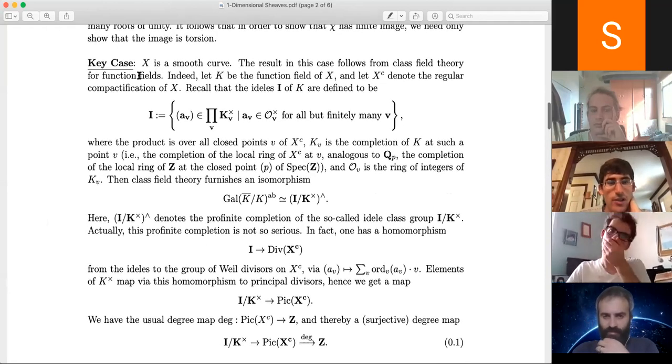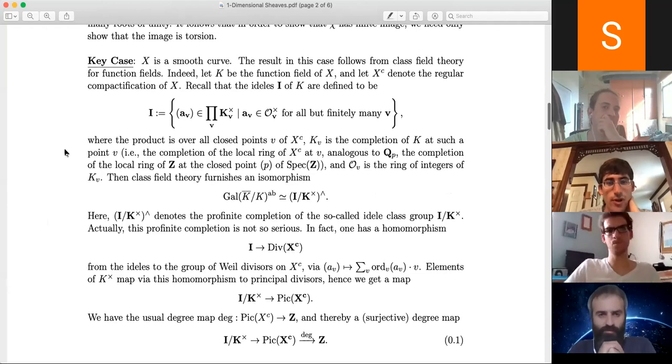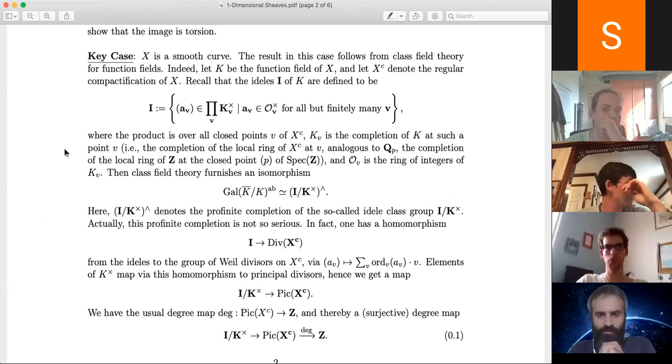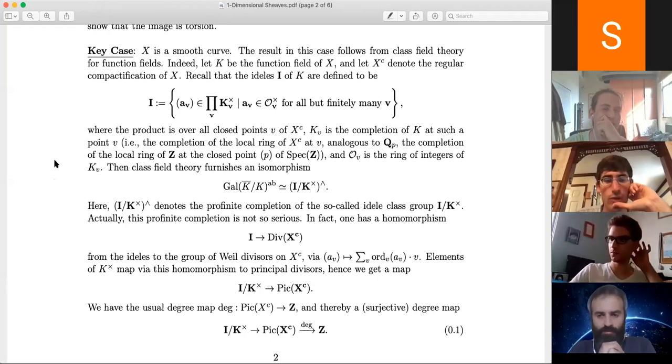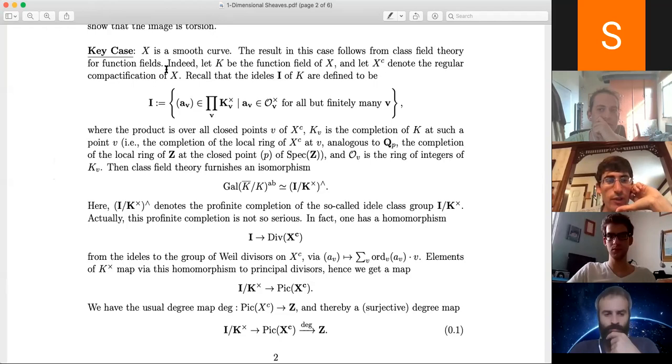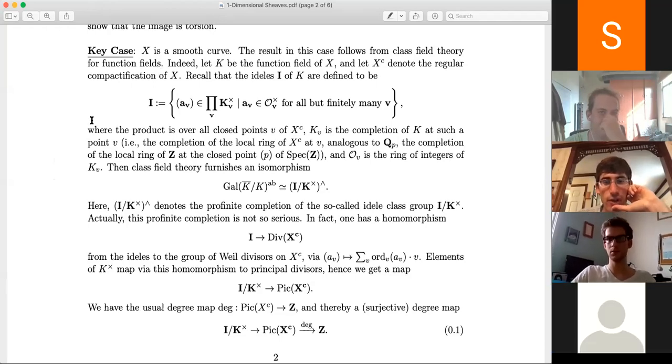So the key case is when X is a smooth curve. Everything comes from there. And in this case, the result is a consequence of class field theory for function fields. I don't know how much people know about class field theory, but for class field theory for number fields, there's an analog for function fields, which is very similar.